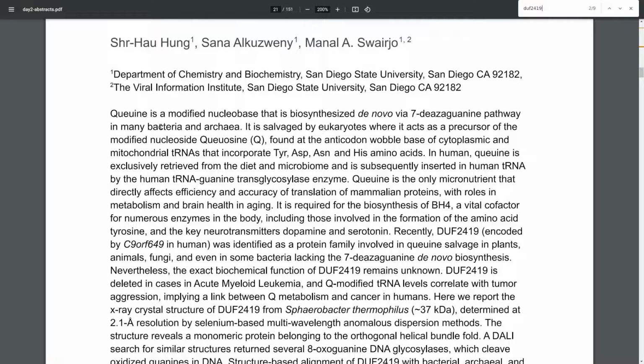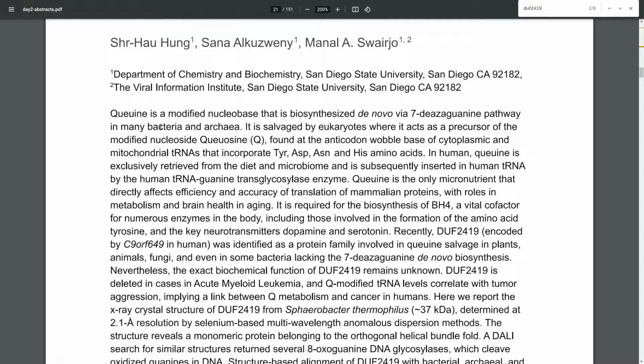It is salvaged by eukaryotes where it acts as a precursor to the modified nucleoside queuosine found at the anticodon wobble base of cytoplasmic and mitochondrial tRNAs that incorporate tyrosine, aspartic acid, asparagine, and histidine amino acids. Check me up on those, but I think I get it pretty close.